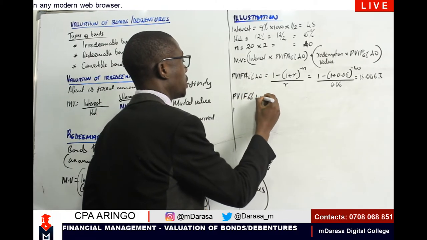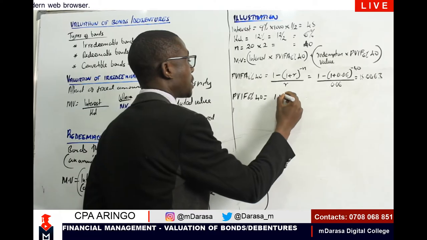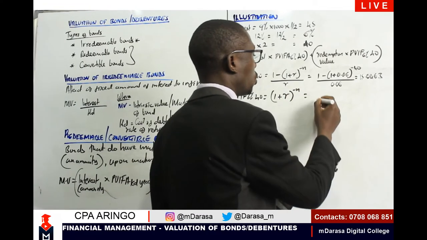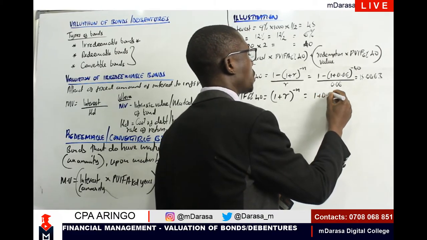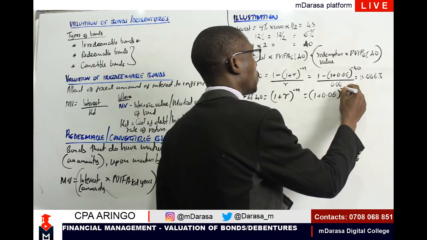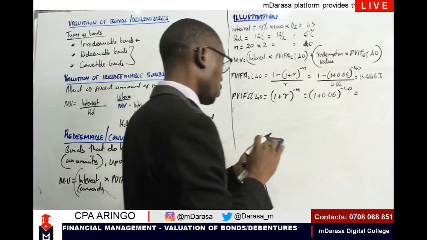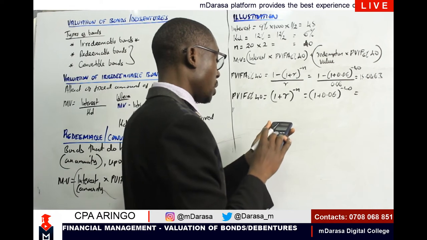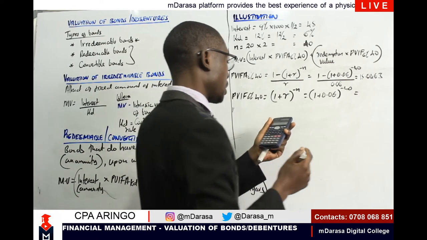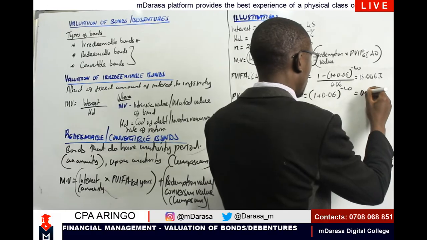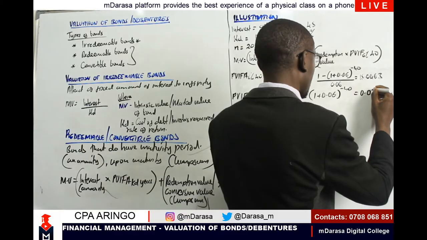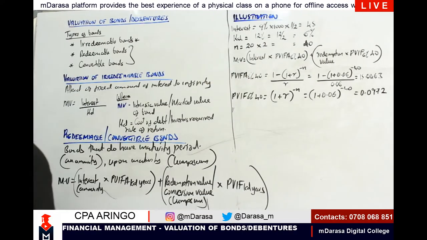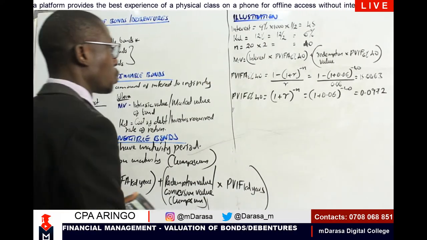6%, 40 periods. Remember the formula, 1 plus r raised to the power negative n. So in this case, you're going to talk of 1 plus 0.06 raised to the power negative 40. That should give us 1.06 raised to the power negative 40. In that case, I'm having a figure of 0.0972. That is what we should be having.